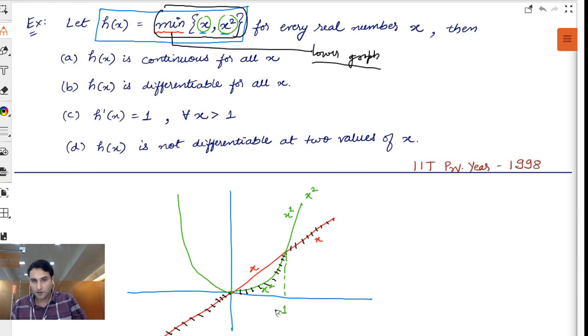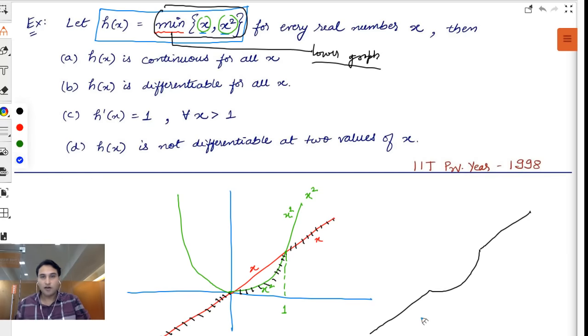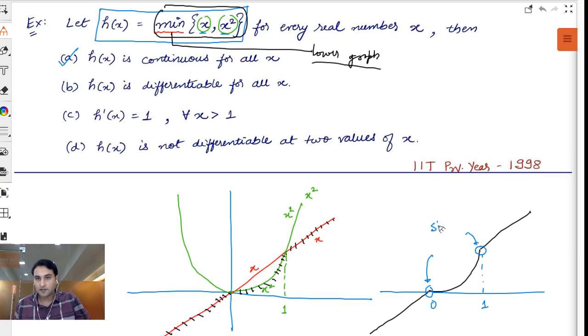So actually, if I separate it out, your graph looks like this. This and this. Alright. Now the question is very simple. It is asking about the continuity. Is the graph breaking anywhere? Absolutely no. So the graph is continuous everywhere. Okay? And do you see sharp corners? Where? This point is 0, this point is 1. Don't you see these 2 points are sharp corners? Since these 2 points are sharp corners, it means that the function is not differentiable at 0 and 1. That is, two values of x, 0 and 1, not differentiable.